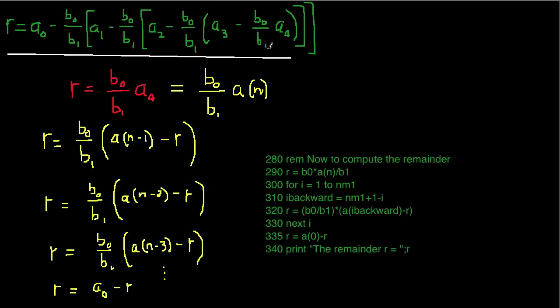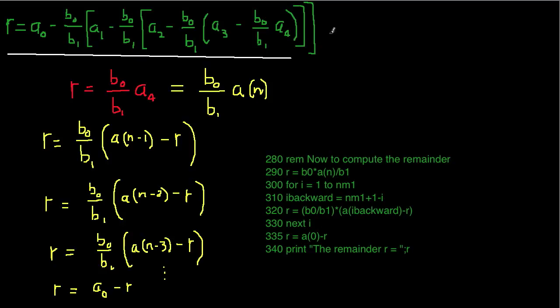I'm going to call this value right in here, B0 divided by B1 times A4. Suppose I call that my first estimate for the remainder. I'm going to call that R equals B0 divided by B1 times A4. Now I'm trying to get the general formula for the expression and not the one that only works for fourth order polynomials where the largest coefficient is A4.